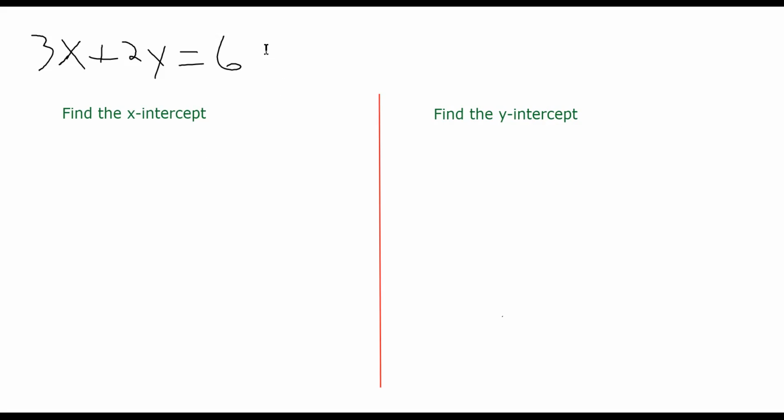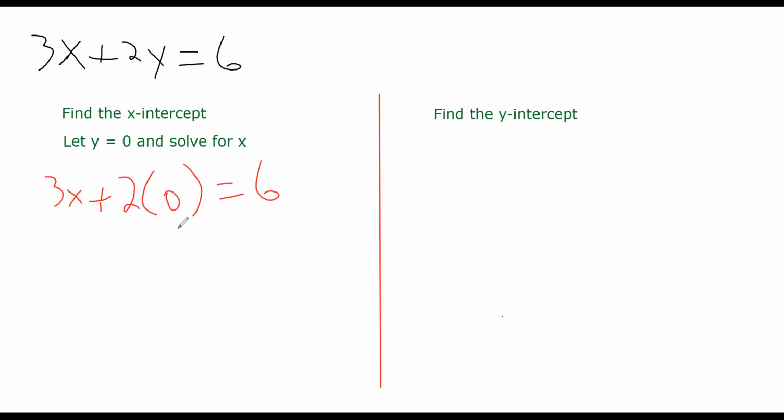So let's see. To find the x-intercept, we let y equals 0. We let the other variable go to 0 and solve for x. Which literally means I'm going to plug a 0 in for y. I'm going to have 3x, that's the same. But I'm going to plug a 0 in for y, which means it goes away completely. 2 times 0 is 0. 3x plus 0 is just 3x.